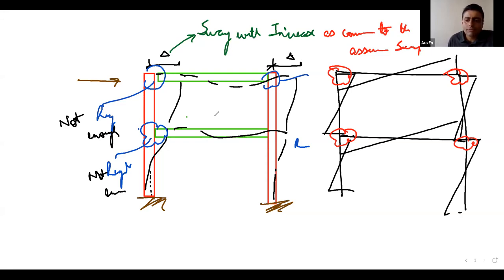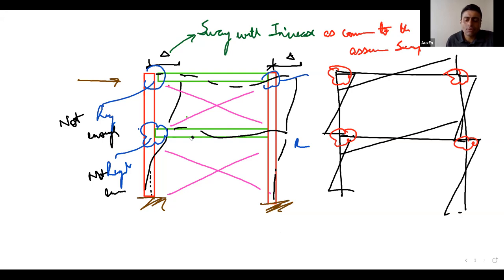So this is another example of what happens if your connections do not conform to the sync between your design model and actual detailing and fabrication. Very important. In most of the structures, this happens. In most of the structures where you see portal frames being used without the use of bracings, this is a common problem, that your structures undergo excessive sways because your connections are not properly designed.